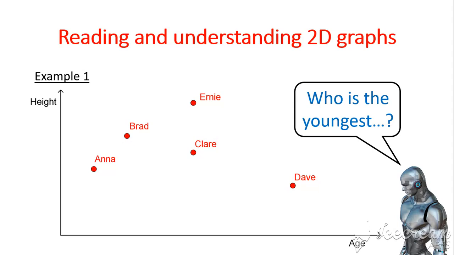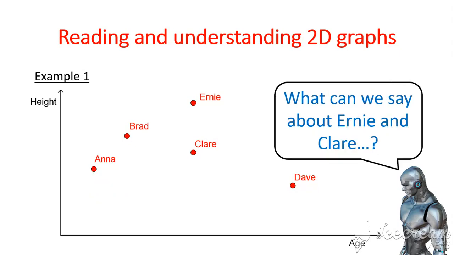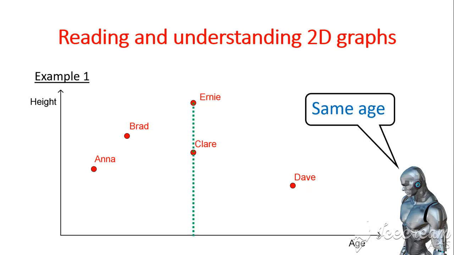Right, who is the youngest? Well, we're talking about age now, so we're looking at the x-axis. So we're looking at the person who's the youngest, the smallest on the age, and that must be Anna. Anna is the lowest on the age, the x-axis. What can we say about Ernie and Claire? Well, interesting, we can say this about them. They are vertically on the same line, so therefore Ernie and Claire must be the same age, but different heights.